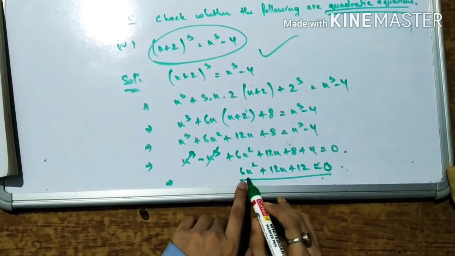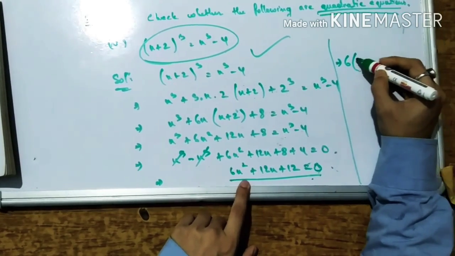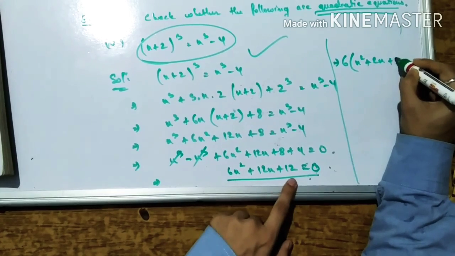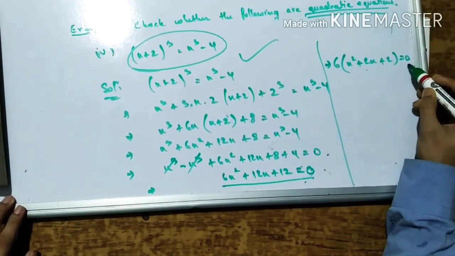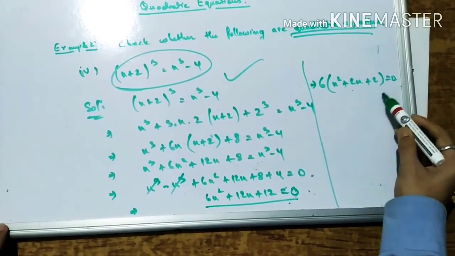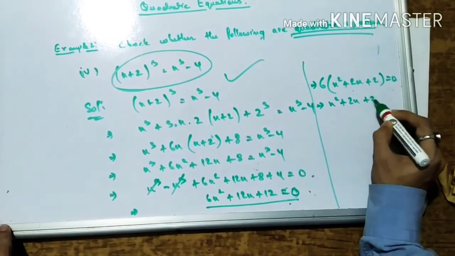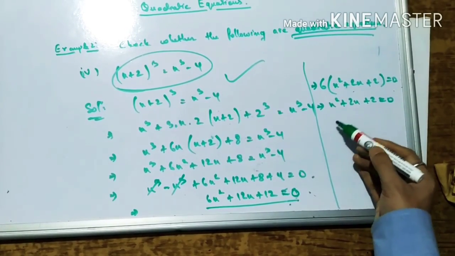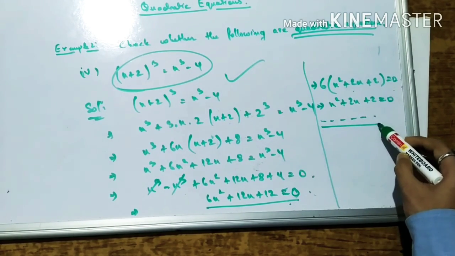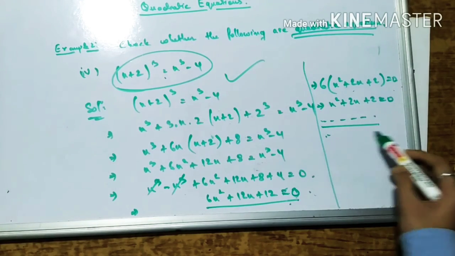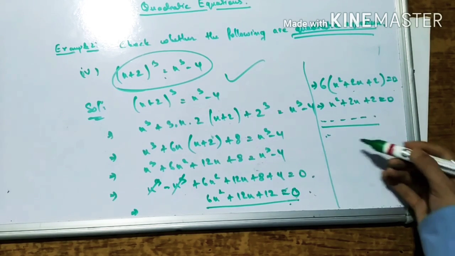Or you can do one thing: in here you can take 6 common. From here you can take 6 common, then you will get x square plus 2x plus 2 is equal to 0. This 6, if you send it to the right hand side, then ultimately you will get x square plus 2x plus 2 is equal to 0. And then you can write that it is of the form ax square plus bx plus c is equal to 0. Therefore, the given equation is a quadratic equation.